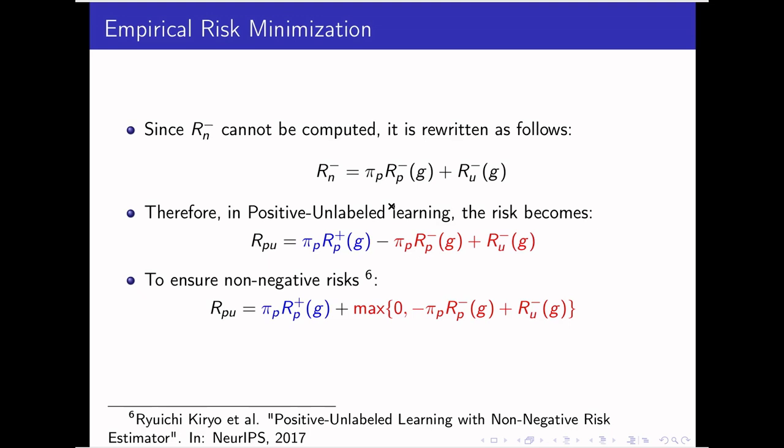Therefore, the risk, as you can see here, now depends only on the positive samples, the unlabeled samples, and the class prior. Some other tricks or adjustments have been applied to this risk to ensure it is non-negative. To avoid this term becoming too big and making the risk negative, they introduced this maximum operation here.